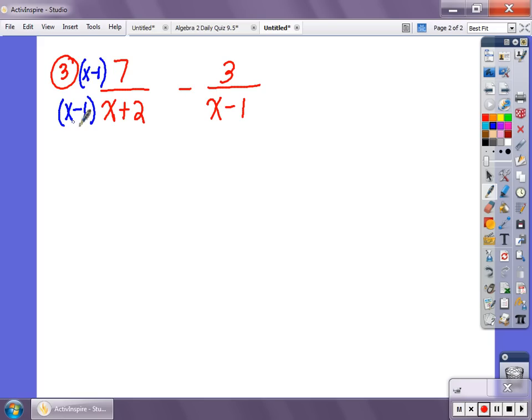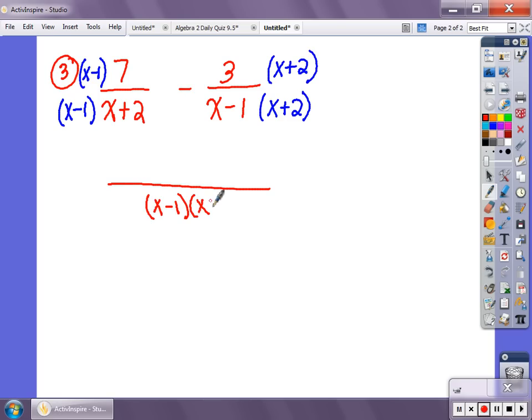Now I'm looking here, this has an x minus 1 and an x plus 2. This only has the x minus 1, so we multiply by x plus 2 in the denominator. But if I do it in the denominator, do it in the numerator as well. Now the whole reason we were doing that is so we can combine the fractions. So I'm going to write one denominator, x minus 1, x plus 2. And then I'm going to rewrite the 7, the x minus 1, minus the 3, and the x plus 2.